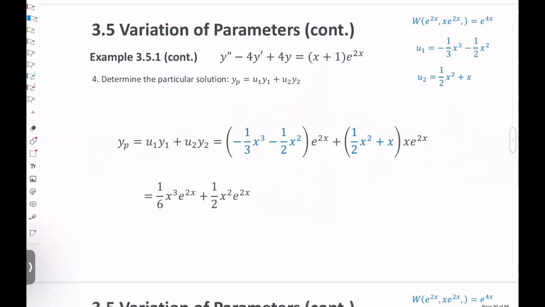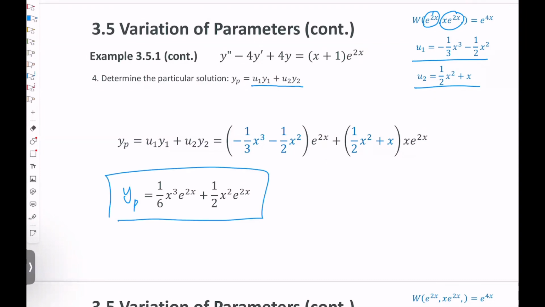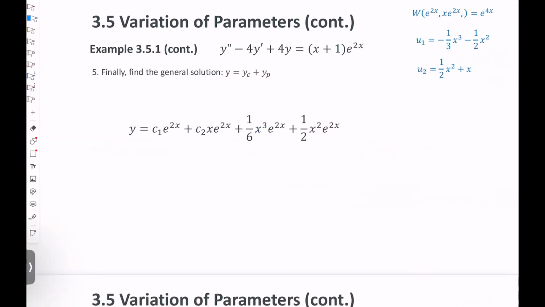Step number 4, find the YP. How? U1 Y1 plus U2 Y2. So we calculate the U1 and U2, and initially we have Y1 and Y2. So we multiply those, then we end up getting YP as this. Finally, we can find the general solution as Y equals YC plus YP. This is our YC. This is our YP.